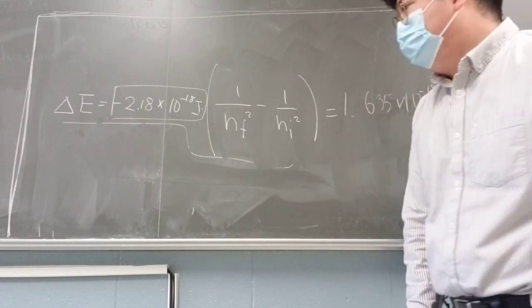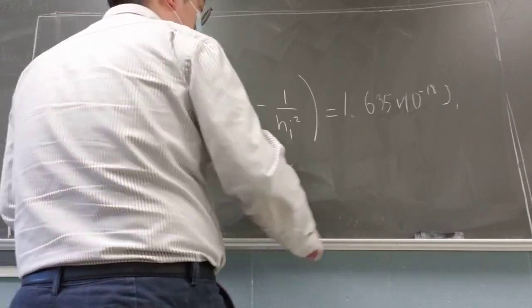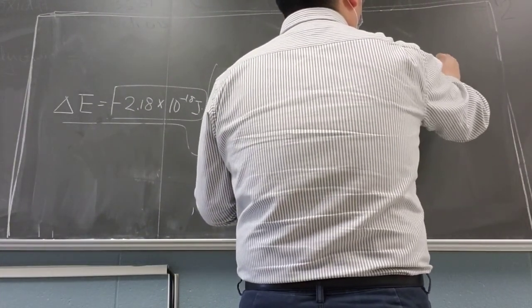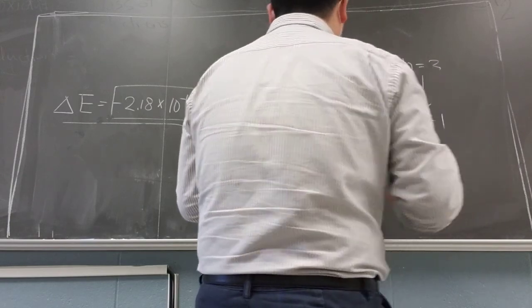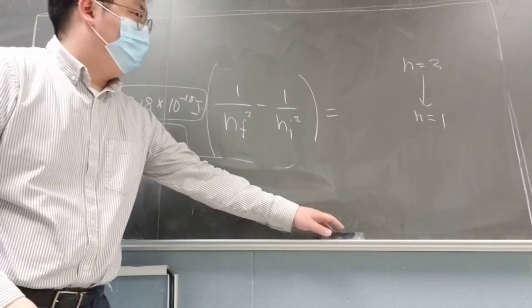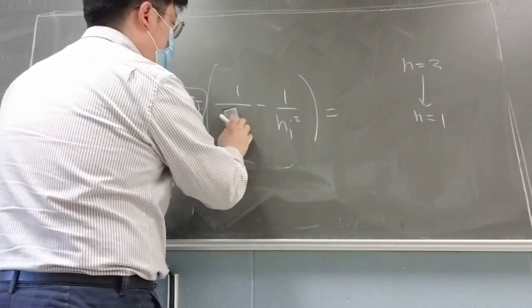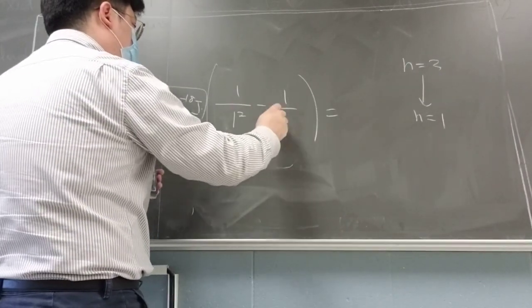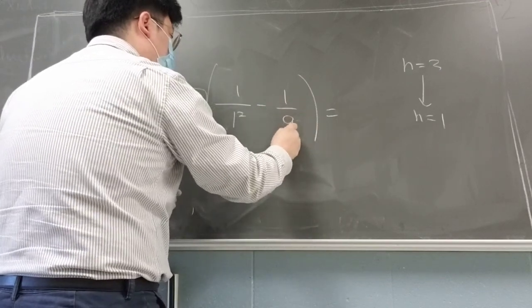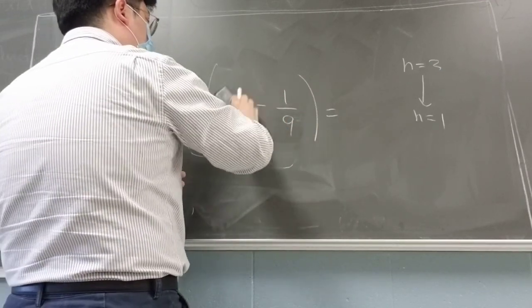All right, so let's do one more and we'll move on. Can you guys do n=3 to n=1? We'll do the same thing. What you just need to do is switch this one square. Now it will become 9, right? So 1 minus 1/9.